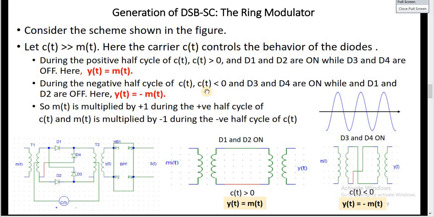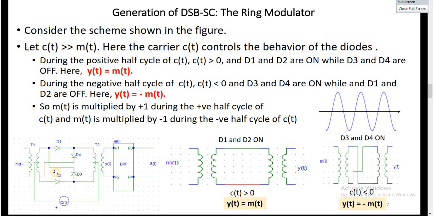During the negative half cycle, C of t is less than 0, D3 and D4 are on, while D1 and D2 are off. Hence, Y of t equals minus M of t. Now, during the negative half cycle, the polarity is reversed. So this point now becomes negative as compared to this point. So this point has a higher potential than this point, which means that now this diode is on and also this diode is on. D1 and D2 are now open circuit.